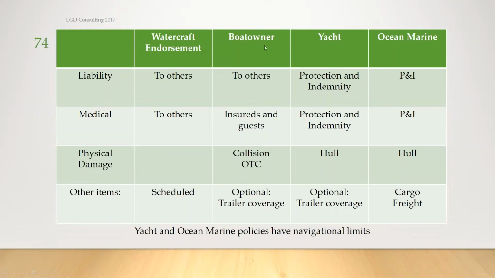So the better coverage is to get a boat owner's policy. And a boat owner's policy is similar in design to an auto policy. Because with an auto policy, you have liability in case you hit someone, you have medical for you and your passengers in your car, and you have physical damage for the car. Well, a boat owner's policy is the same way: we need liability in case we hit other people, medical for you and your guests in your boat, and physical damage for the boat.